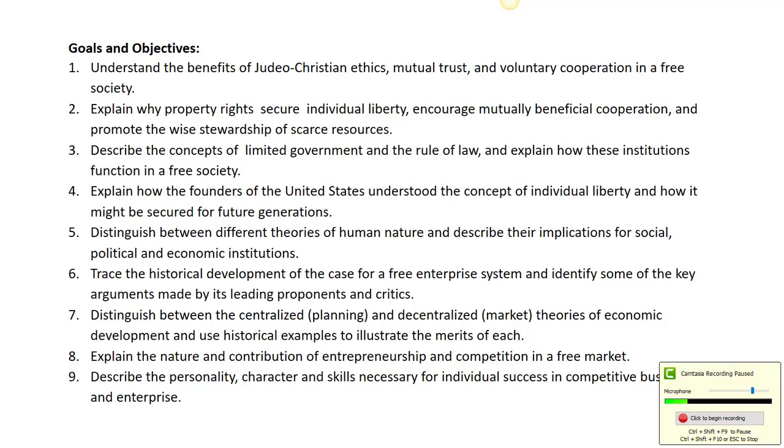And lastly, describe the personality, character, and skill necessary for individual success in this business and in this environment. So what we're looking at is that we're trying to make this as personal as possible for you to be able to carry this information with you forward.